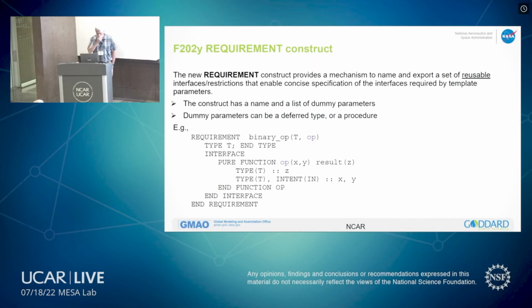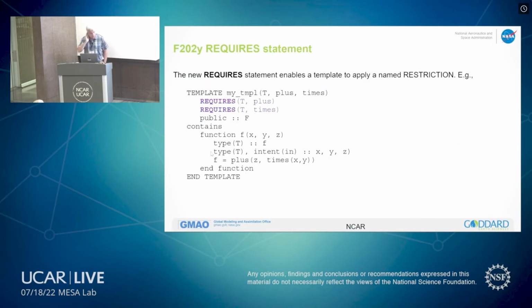So here's an example using that. You'll notice there's no interface block here at all. Plus and times are procedures still, but their interfaces are implicit in terms of the requires. And I left out a name. That slide should say, instead of requires operand T plus, it should say requires binary op.